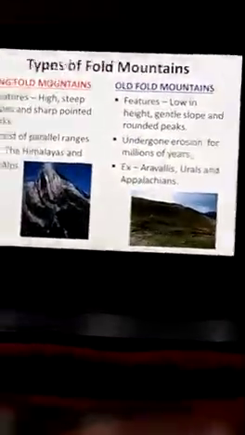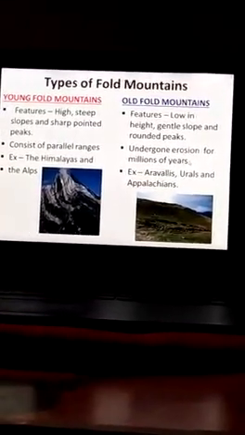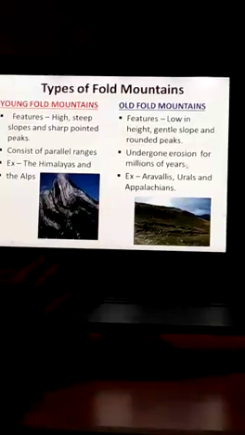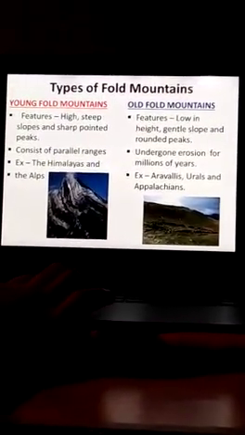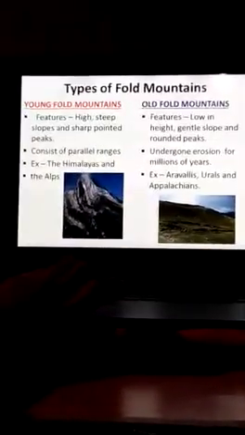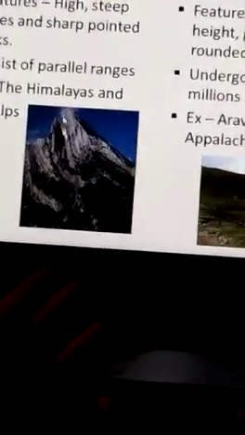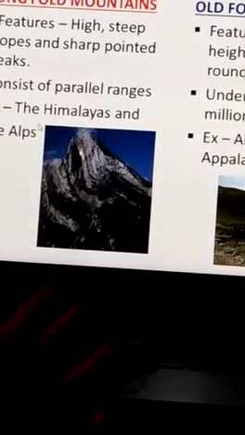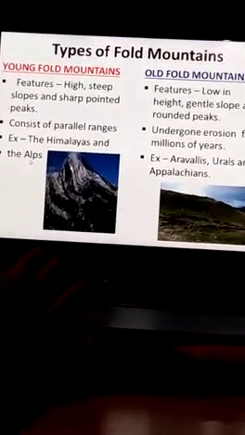Fold mountains are also of two types. Number one, young fold mountains, and number two, old fold mountains. Young fold mountains are very high. They have steep slopes and sharp pointed peaks. See, this is the picture of a young fold mountain. It is very high and the peak is very sharp. Examples of young fold mountains are the Himalayas and the Alps.